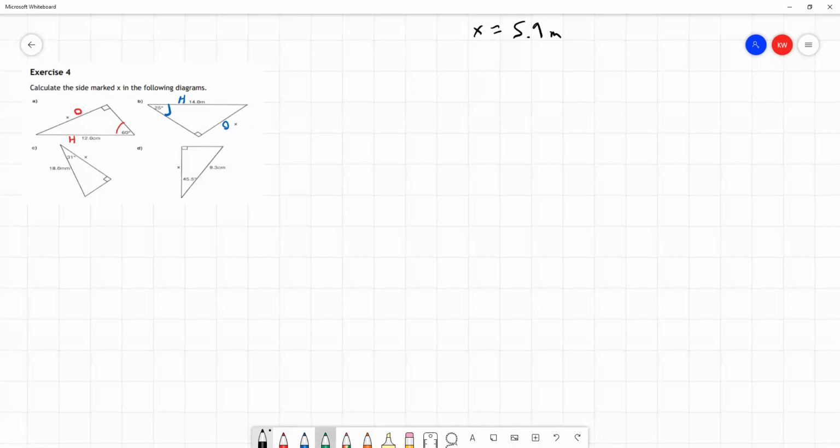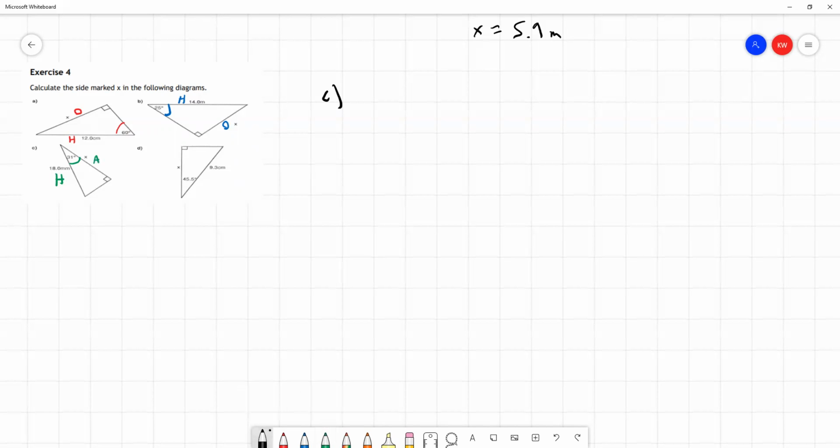Question C, let's have a look here. In question C, the angle given is 31 degrees. Again, our hypotenuse is the side that is opposite the right angle, given as H. But this time, x isn't opposite. The opposite side is unmarked. x is the other side that's next to our angle of 31 degrees. In this case, it's the adjacent.